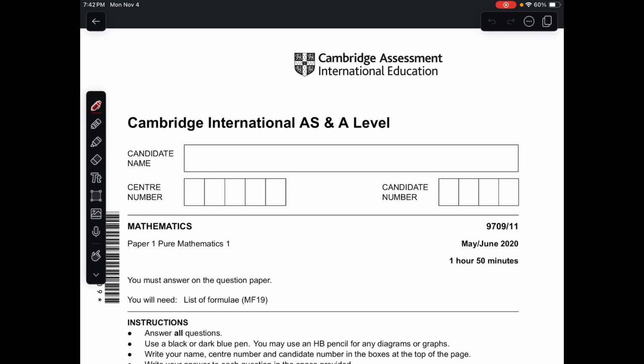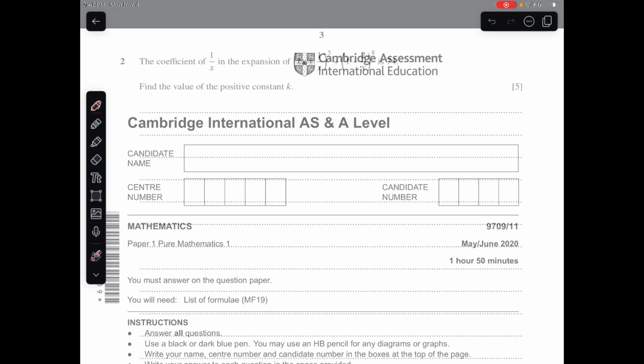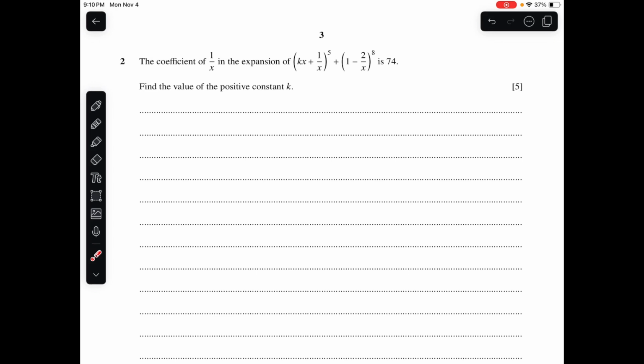Today we are going to look at the paper 9709 11 May June 2020. Let's begin. In question number 2, we have the coefficient of 1 over x in the expansion of (kx + 1/x)^5 + (1 - 2/x)^8 is equal to 74. We are required to find the value of positive constant k.